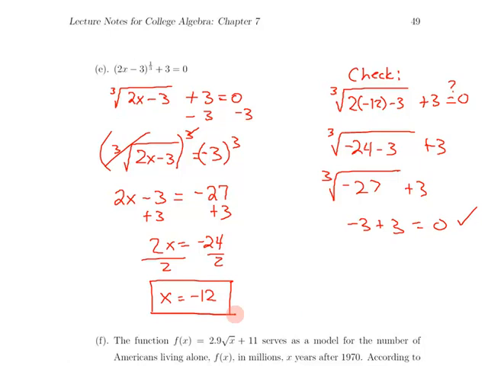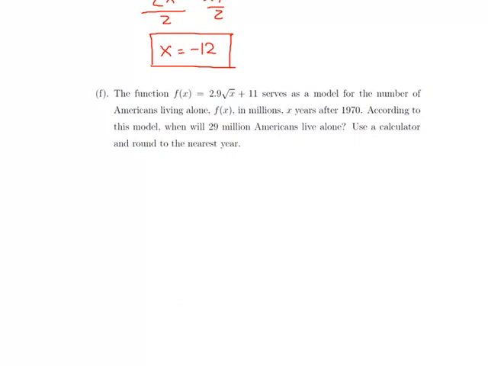All right, let's do one last example. The type of application problems we're going to be primarily looking at in this section are ones where a formula has already been derived and you know certain parts of that formula, but you've got a missing value and you need to solve for that unknown quantity. As in this example, we've got a function here that serves as a model for the number of Americans living alone in millions x years after 1970. So we can figure out an estimate of how many Americans are living alone since the year 1970.